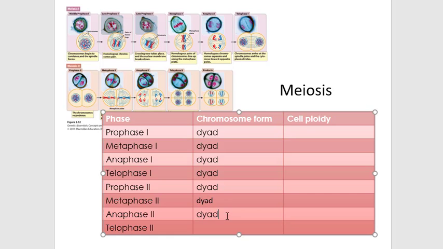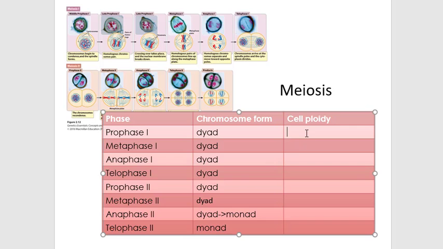So at this point, you have the switch. And in telophase 2, they are monads. So you don't see that switch till the very end of meiosis 2. So you have to remember that.